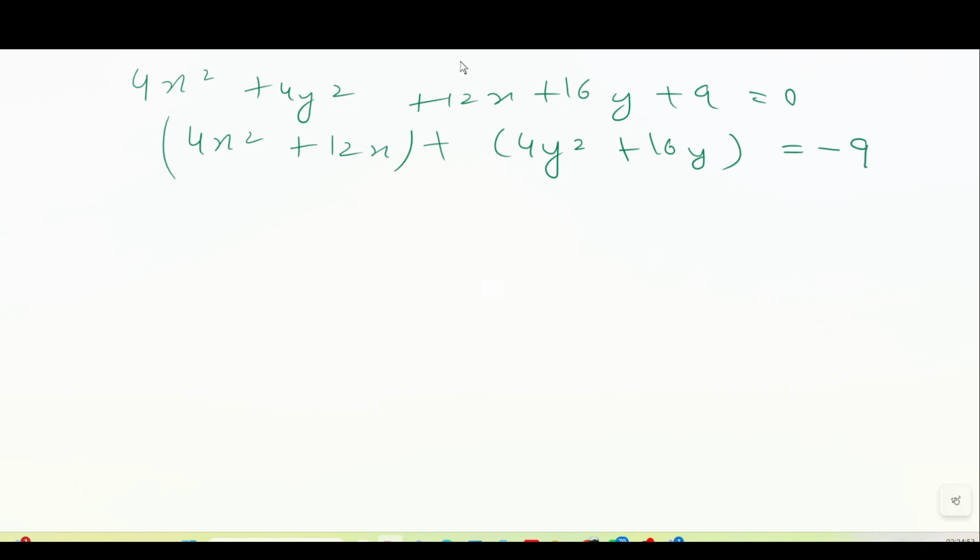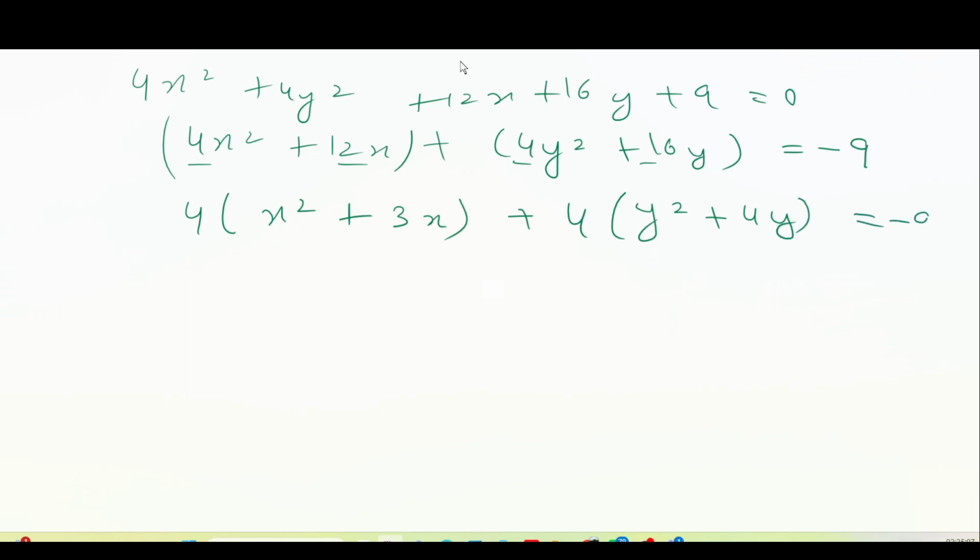Now we take 4 common, because we can see we can take 4 common here, right? If I take 4 common, this will become x squared plus 3x. Again, if I take 4 common here, this will become y squared plus 4y equals negative 9. Why have I taken 4 common? Because we have a common factor here, and now my variables will be without any coefficient. So again I will take this: 3 over 2 whole squared, which is going to give me 9 over 4. Here we have 4 over 2 whole squared, which is just 4.